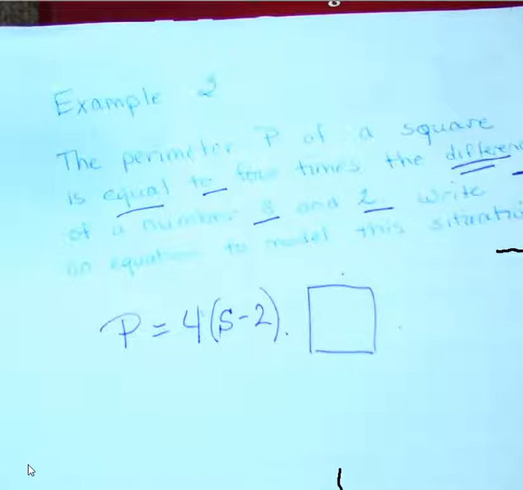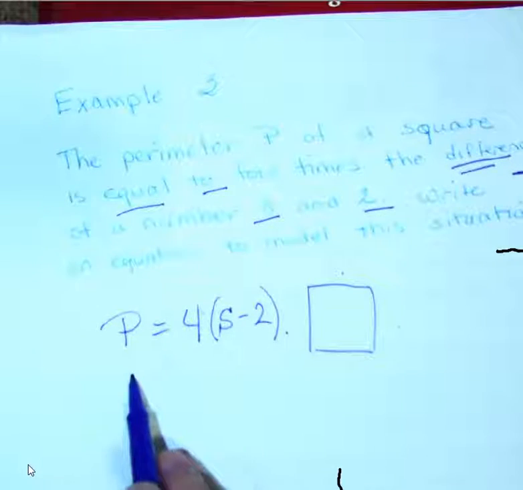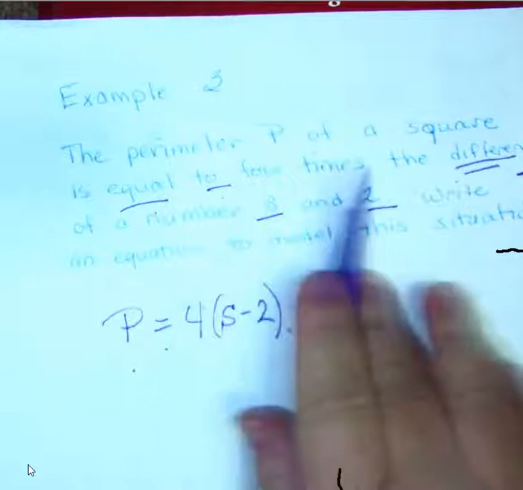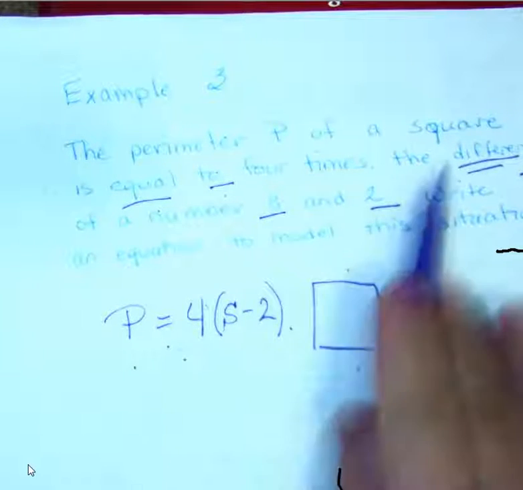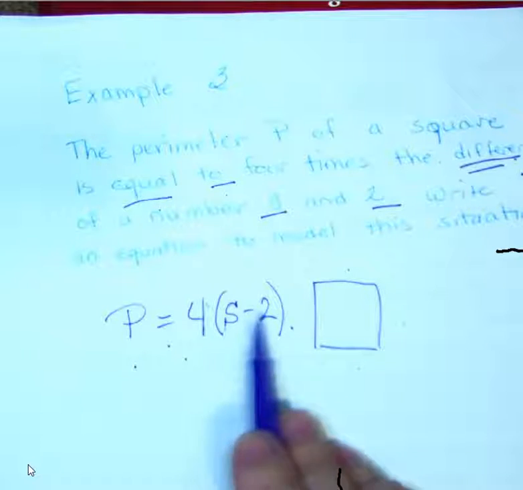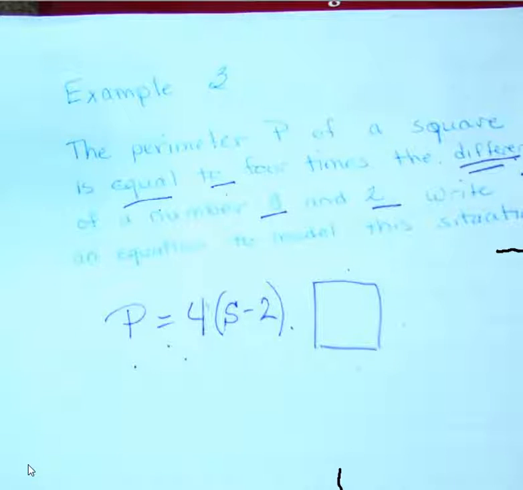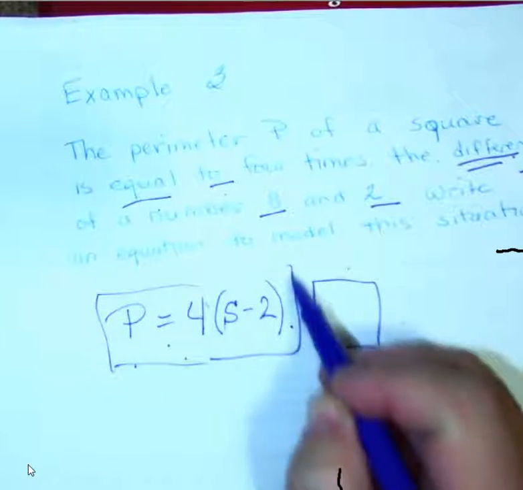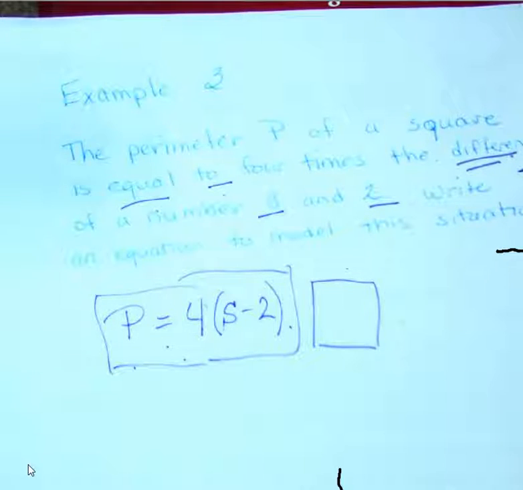So it said the perimeter P, which gave you the variable, of a square is equal to, that's that sign, and then it says 4 times, so 4 times the difference, and we have to put that in parentheses, of a number s and 2. So that means we're going to subtract s minus 2. And that is our final answer. Don't make those harder than they are. Just read the words and translate it into the math.